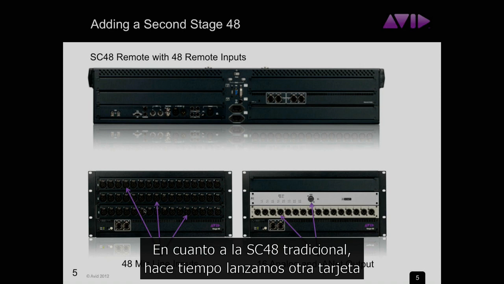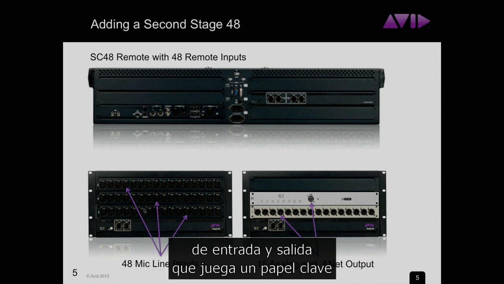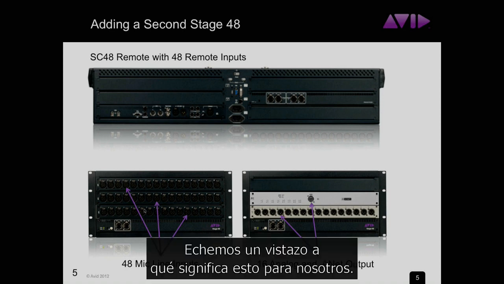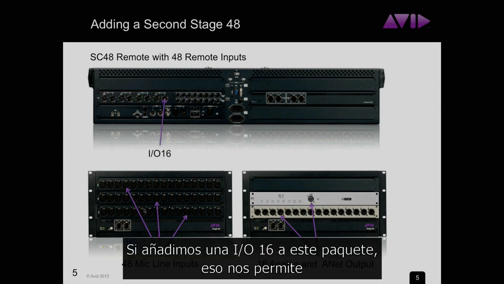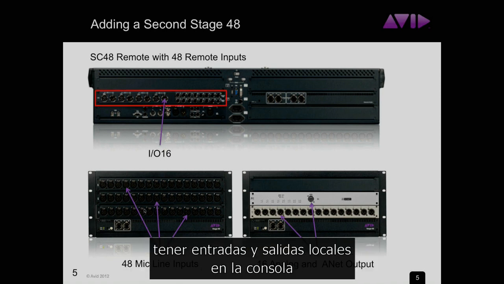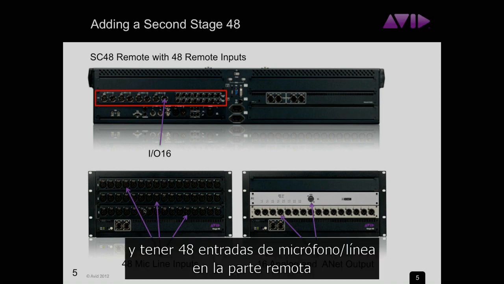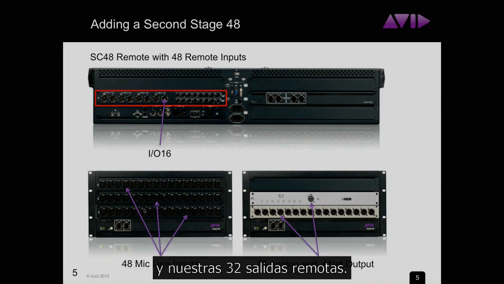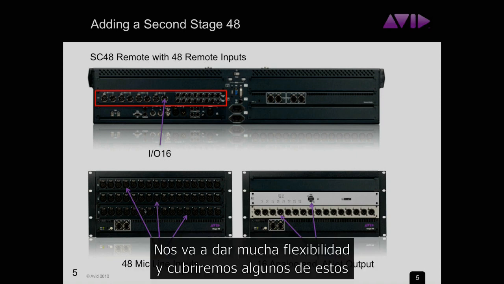But if you look at the traditional SC48, sometime back we released another I/O card for it that is actually going to play a key role in the SC48 remote concept here. So let's take a look at what that means to us as well. If we were to add an I/O16 to this package now, that also gives us the ability to have some local I/O at the console, as well as having 48 mic line inputs remotely located and our 32 outputs remotely located. All right, so it's going to give us a lot of flexibility, and we're going to cover some of those concepts here coming up.